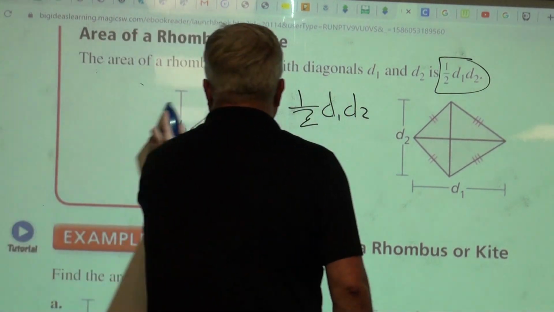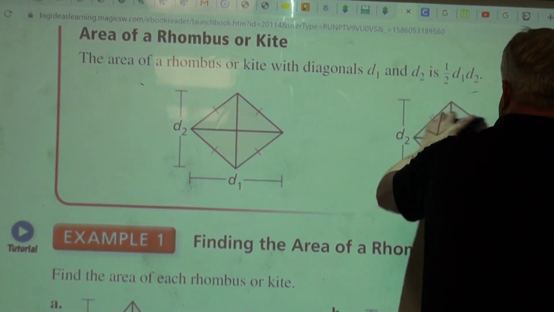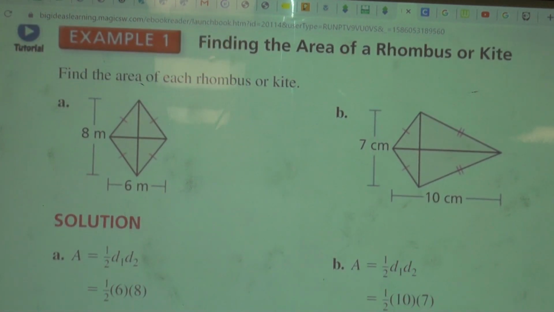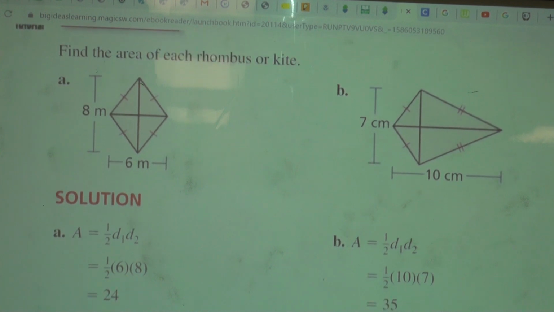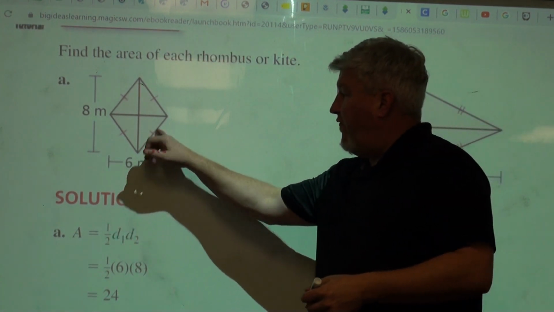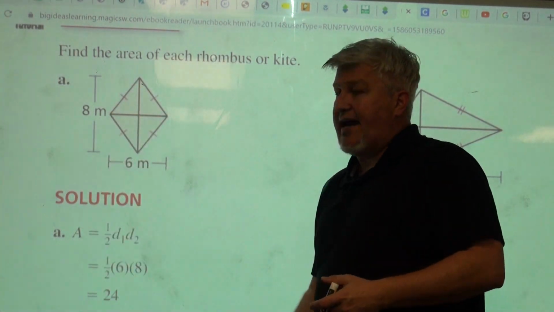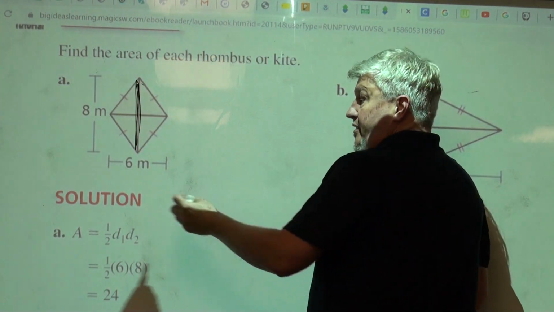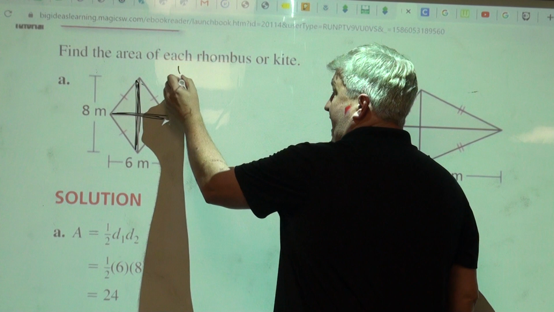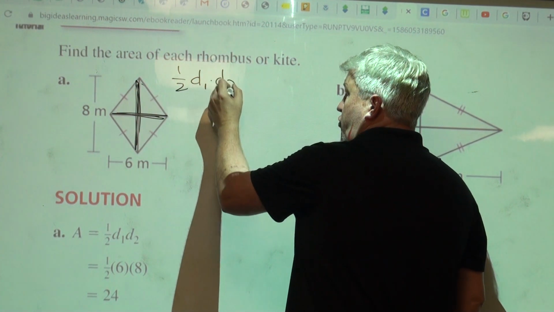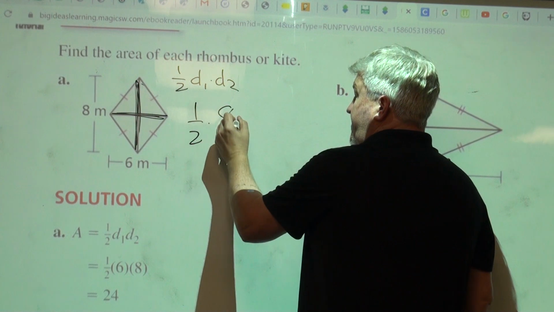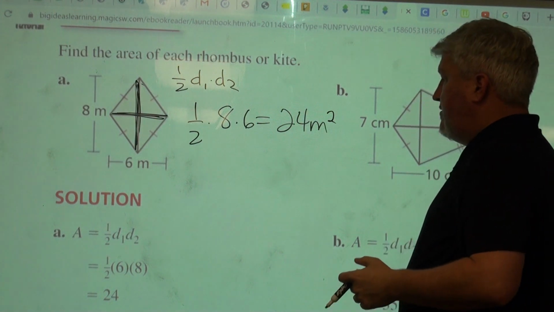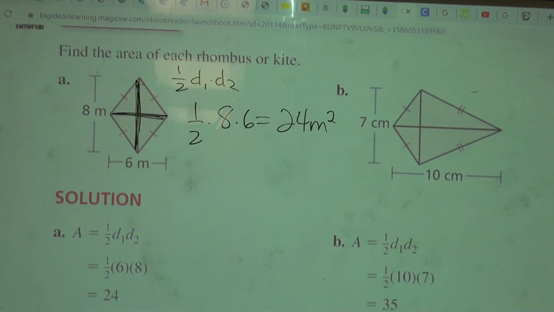So it gives us some examples to look at. All right. For calculating the area of a rhombus and a kite. Find the area of each rhombus or kite. So in letter A, clearly we have a rhombus. All four sides are equal. It gives us the diagonals. This one is 8. This one is 6. The formula, 1/2 diagonal 1 times diagonal 2. I have 1/2 times 8 times 6 equals 24 meters squared. Okay? That's all it is. That's the area of that rhombus.